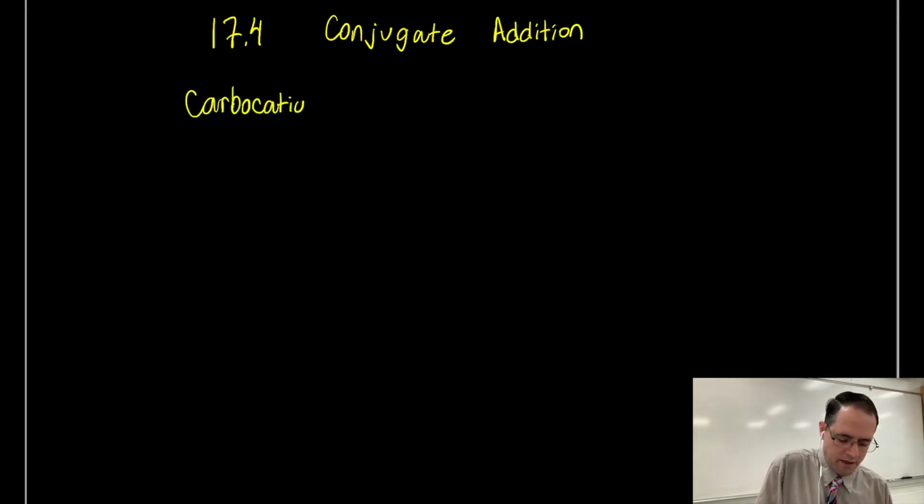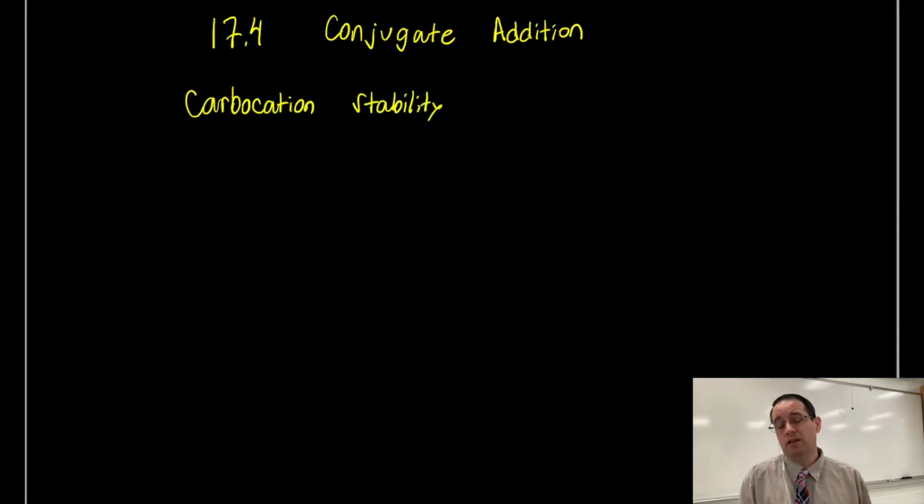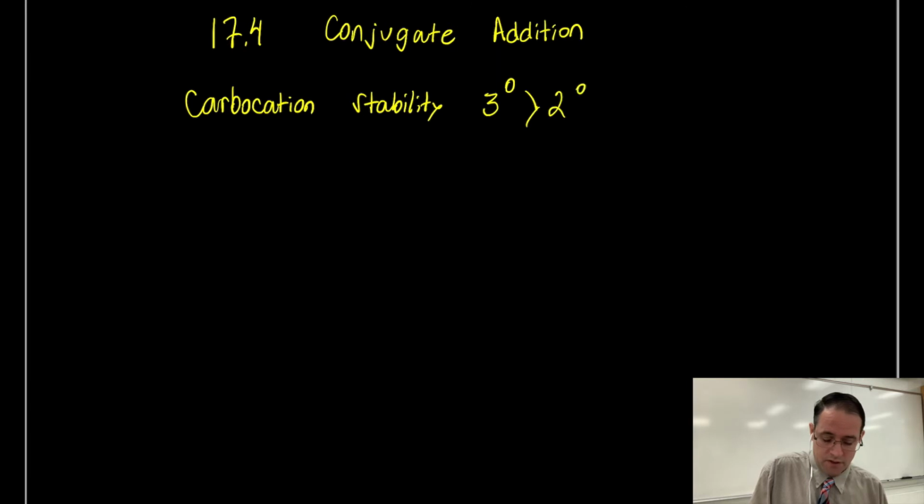Now, for your carbocation stability, remember that first of all, if you can have a resonance stabilized carbocation, that is good. Aside from that, we know that tertiary carbocations are more stable than secondary, and we don't ever form primary carbocations in a curved arrow reaction mechanism.